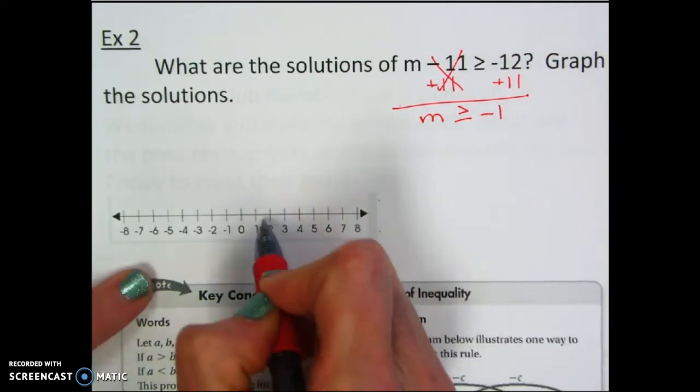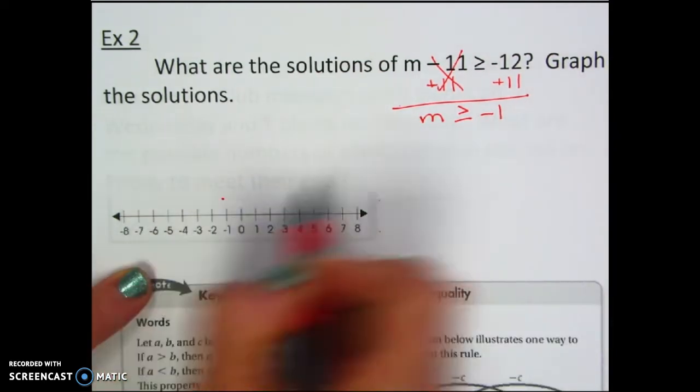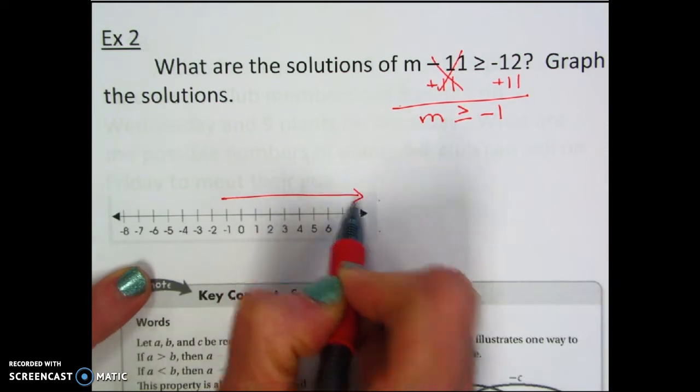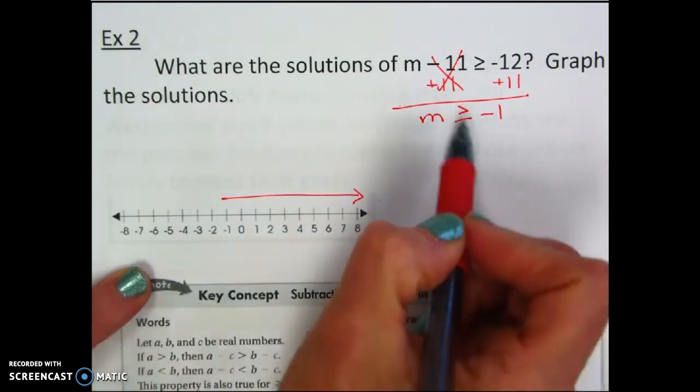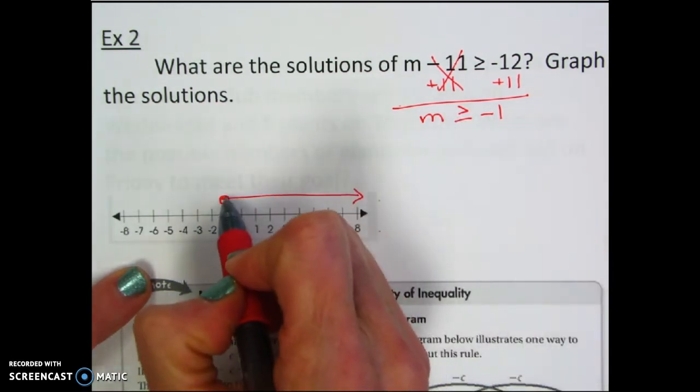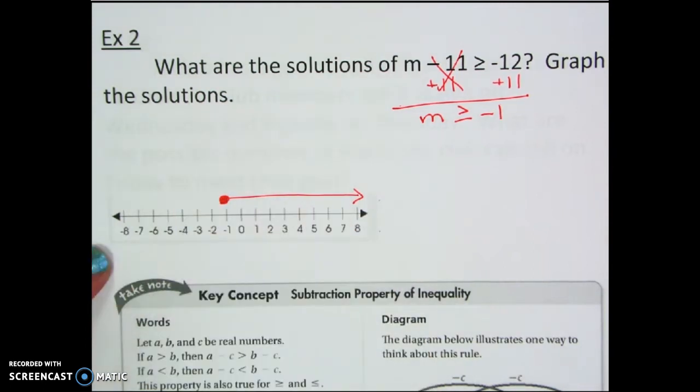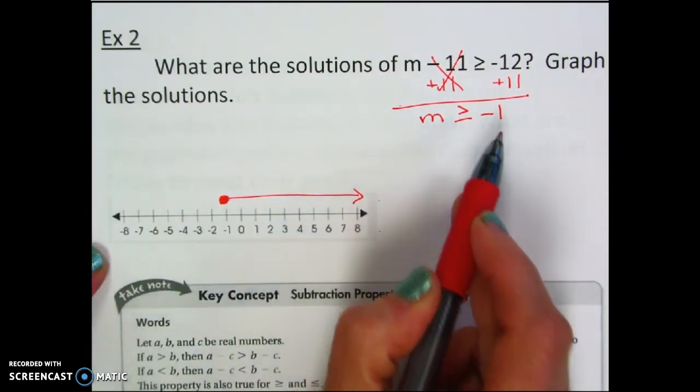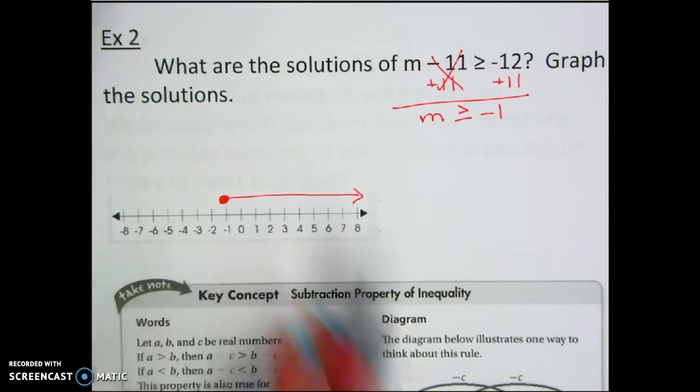Graphing this, we want to go to negative 1, and we want greater than negative 1. So all the points greater than negative 1. But because this says greater than or equal to, our circle needs to be colored in because we want to include the point negative 1 in our picture.